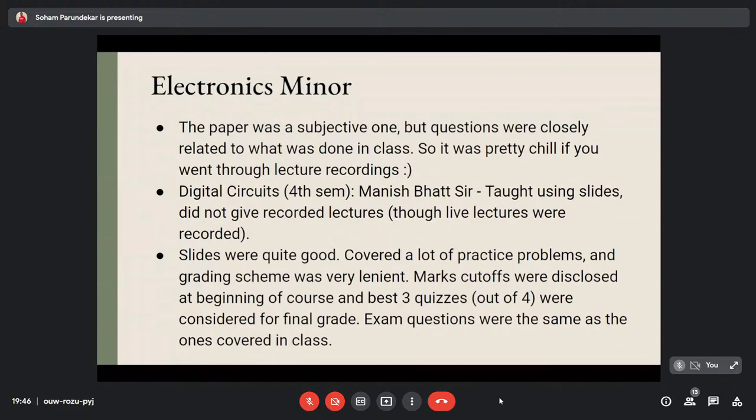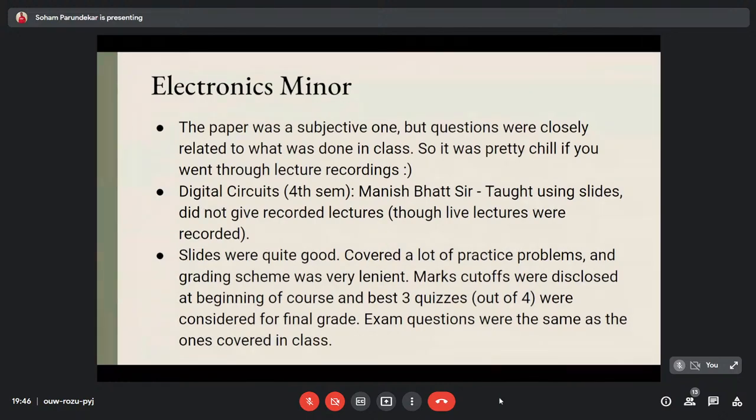The grading was absolute and the cutoffs were disclosed right at the beginning. All the information about the course was provided early and he had specified it very clearly. There were also four surprise quizzes that were conducted, but they had very simple questions. If one had attended the lecture before the quiz, scoring full in the quiz was very easy.